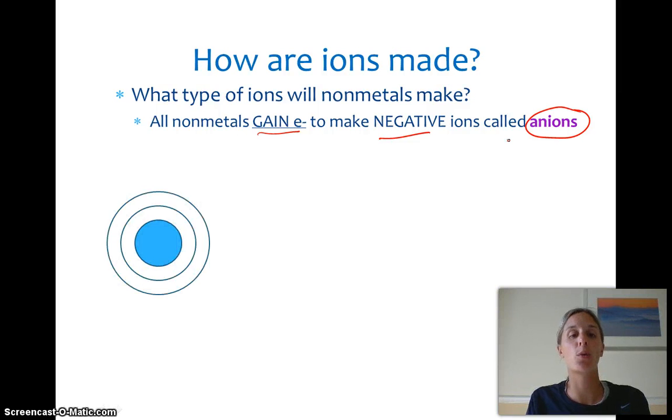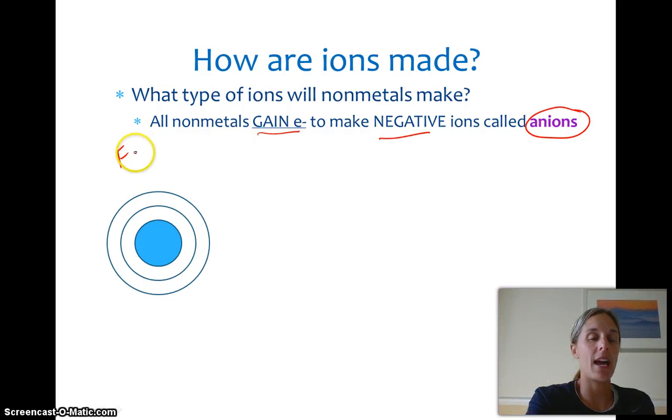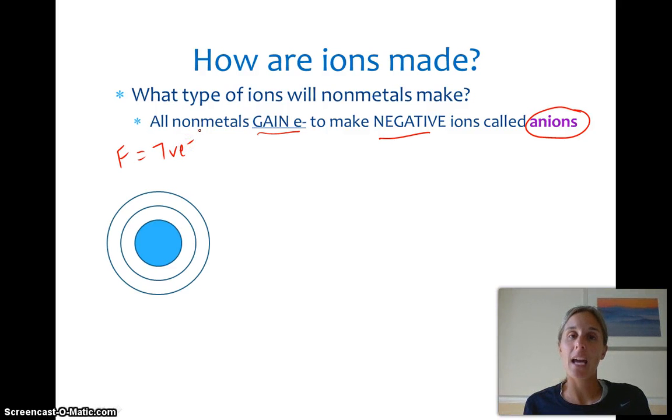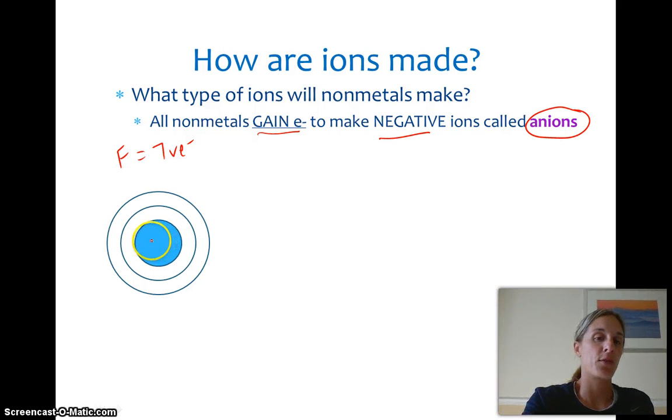Now, the example we're going to work with for this one is fluorine. So if we look at fluorine, fluorine is in group 7. So that means fluorine should have 7 valence electrons. We also can get the atomic number from fluorine on the periodic table, and we know that fluorine's atomic number is 9. So that tells us that fluorine starts with 9 protons and 9 electrons.